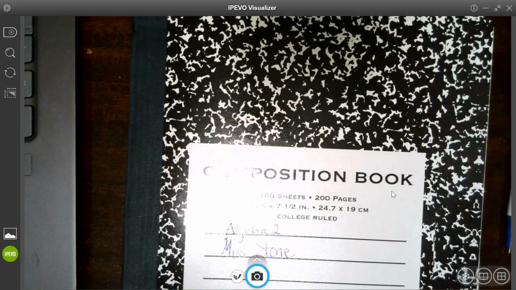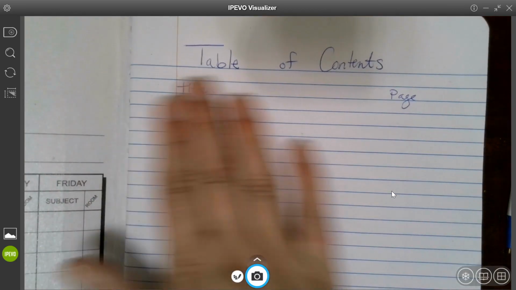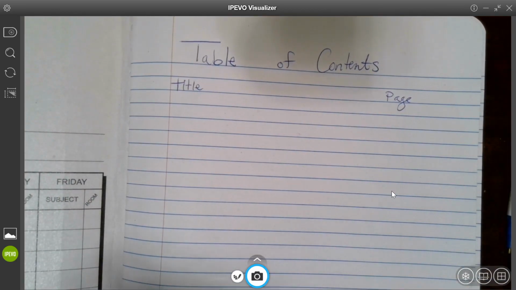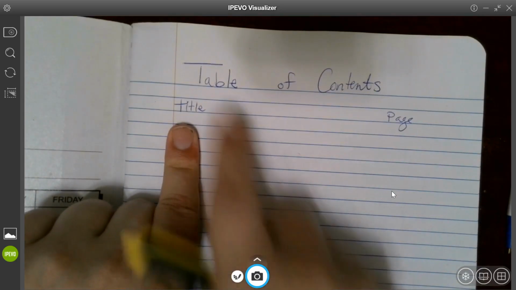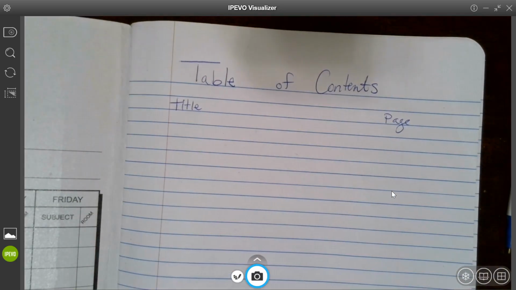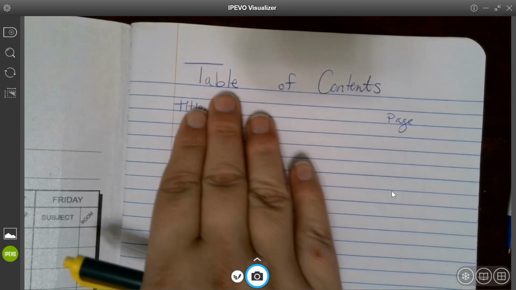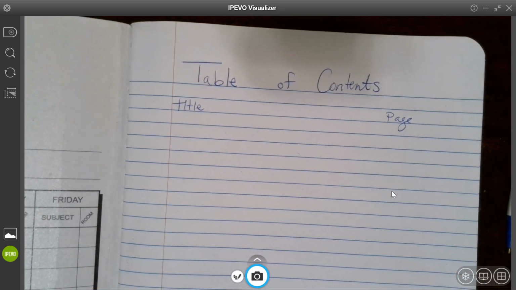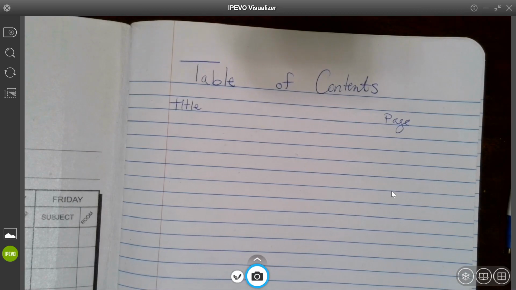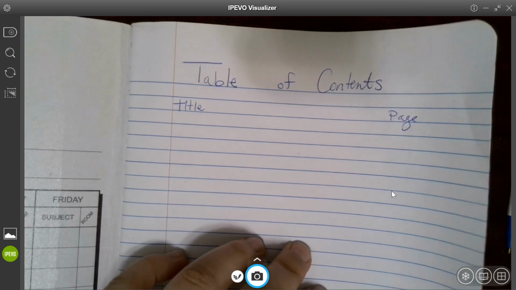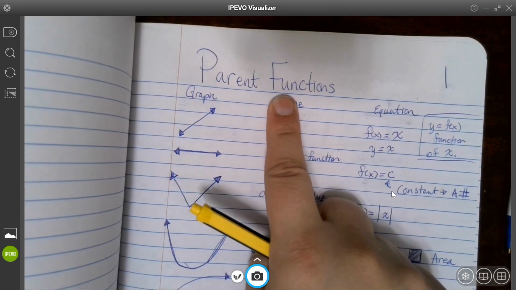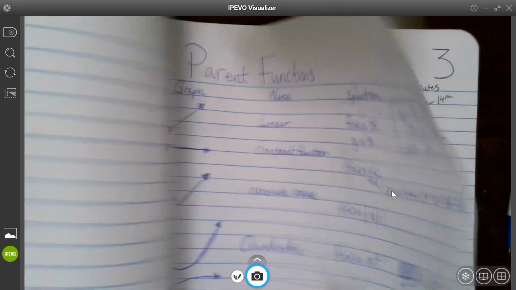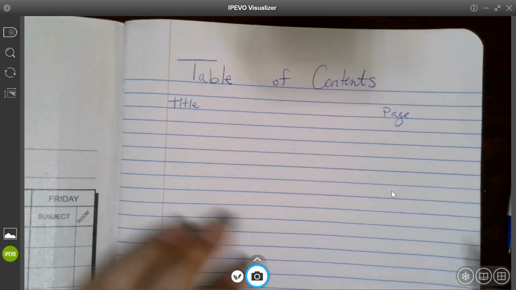Good morning, guys. First thing I want us to do is we're going to start getting our table of contents going. So you could just set it up so that it looks like this. Title, page, table of contents. Our first thing is parent functions. That's page 1 and page 2.